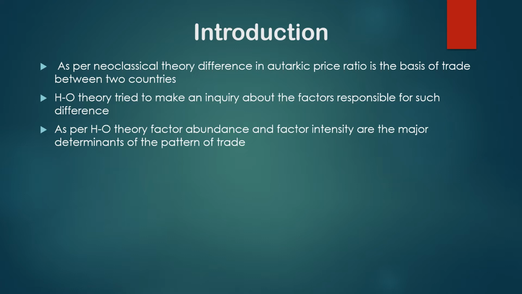So there were Heckscher and Ohlin, two economists. They tried to explain the major cause of the difference in autarkic price ratio of two countries, and that's why they introduced new terms, factor abundance and factor intensity. As per the Heckscher-Ohlin theorem, the basis of trade is generated from factor abundance and factor intensity.